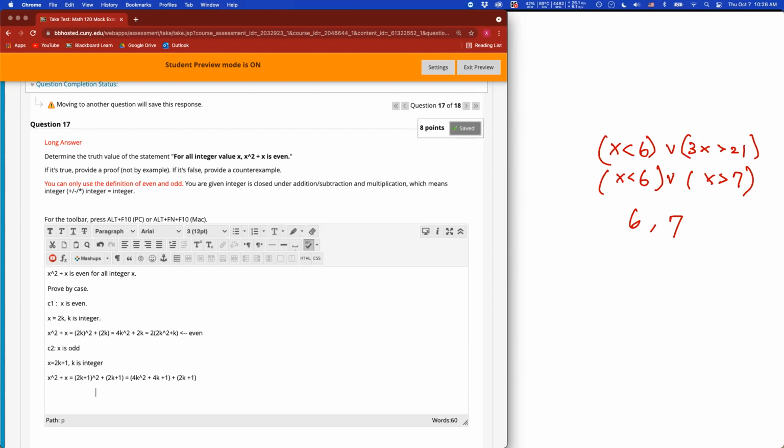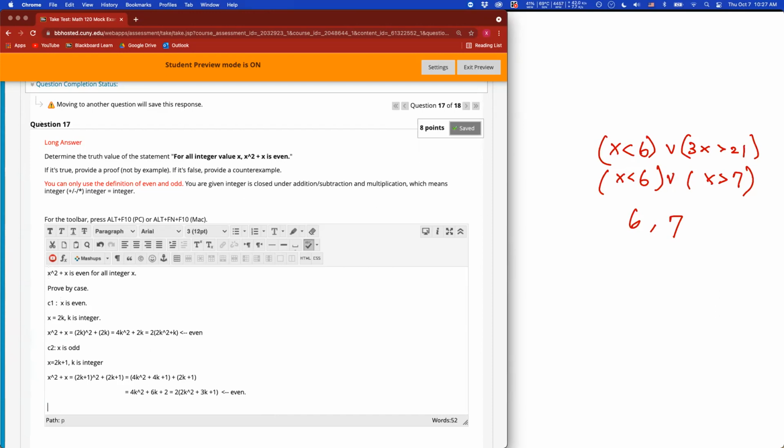And that simplifies to 4k squared plus 6k plus 2. And you can write that as 2 times (2k squared plus 3k plus 1). So you write it as 2 times an integer. This is even. So no matter what your x value is, x squared plus x is always even.